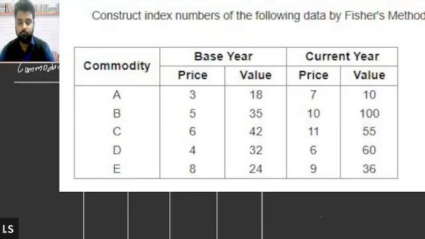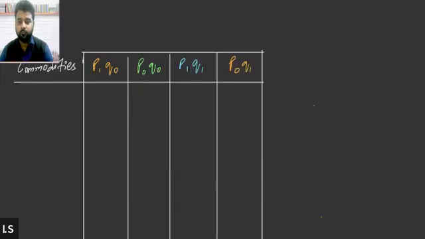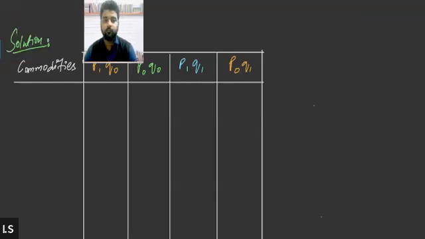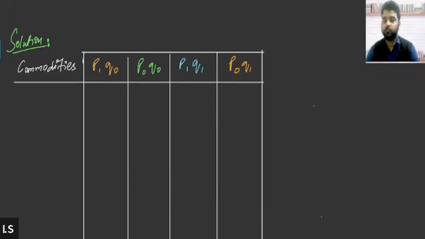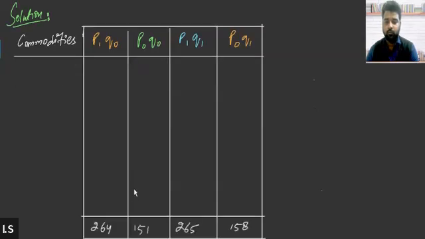Sir, I found P1Q0 and P0Q0 sigma. Okay. Tell me the values. Sir, 264 P1Q0 and 151 P0Q0. Just a minute, let me check. 264 and 151. Right, that is correct.